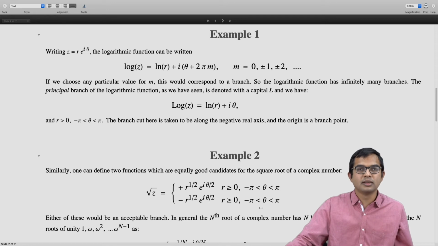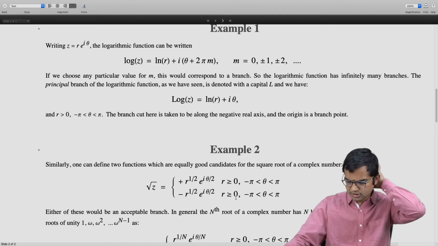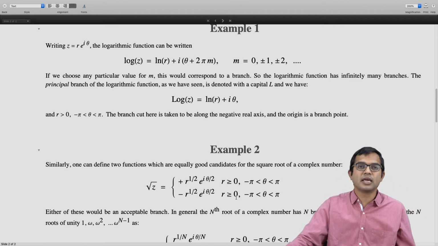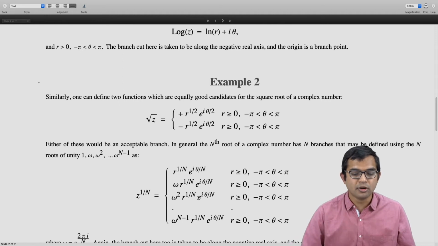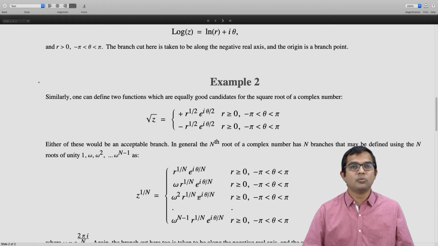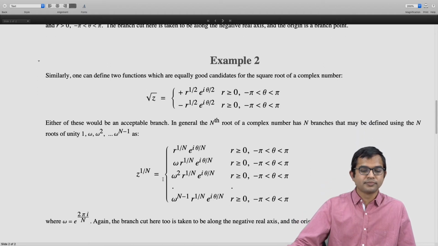So again, taking the argument to lie between minus pi and plus pi, right? So theta equal to pi itself is not included. So either of these would be an acceptable branch. And then in general, the nth root of a complex number has n branches, as we have seen, right? So we could write these n branches in terms of the n roots of unity. So we have 1, omega, omega squared, all the way up to omega to the n minus 1 as the nth roots of unity. So we could define z to the 1 over n. There are these n different branches.